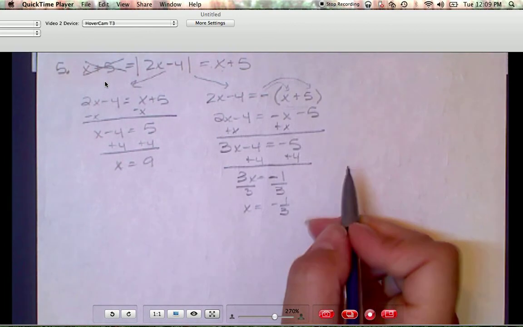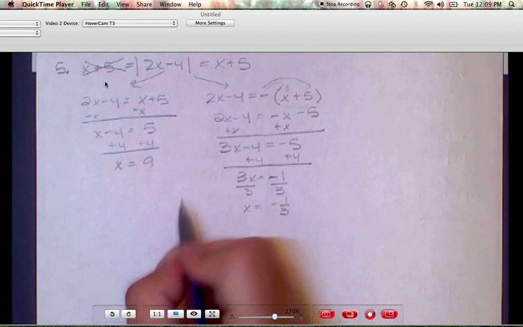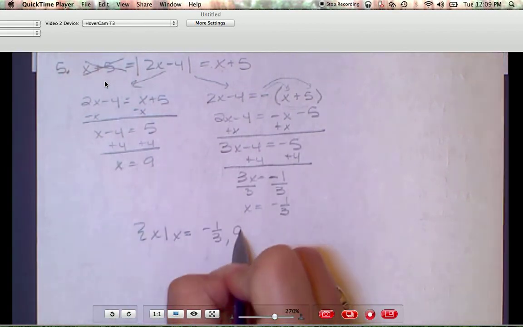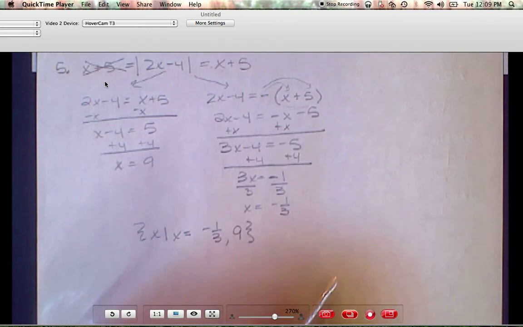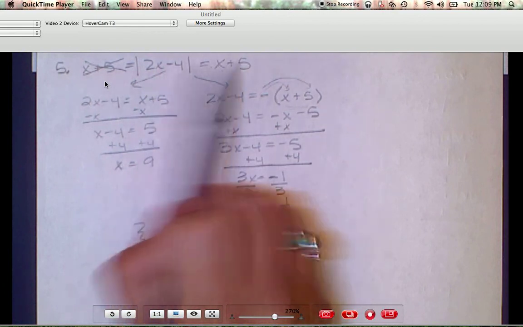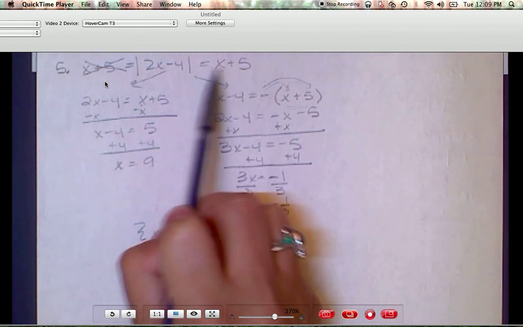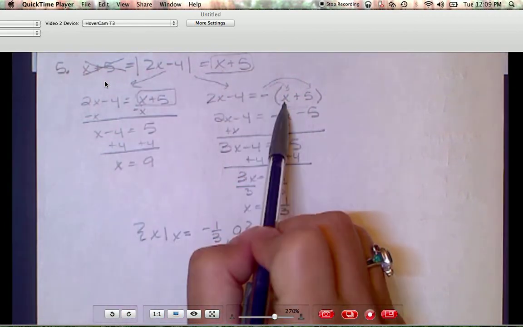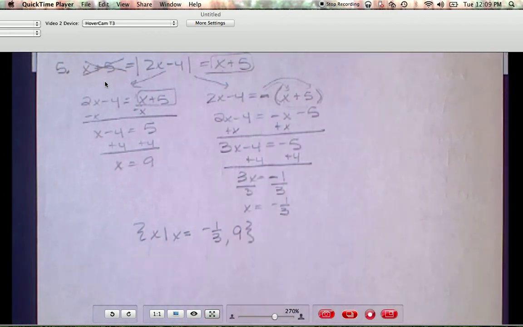Okay. So our set notation would be x such that x equals negative 1/3 and positive 9. Let me just go back and go over that one more time. If you have variables on both sides, we still do a positive version and a negative version. The positive version is exactly the same as the original. And the negative version, we just put a negative outside, put parentheses around it, so we distribute the negative throughout the whole thing.